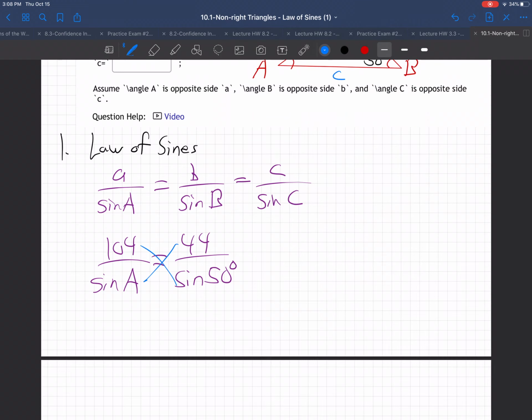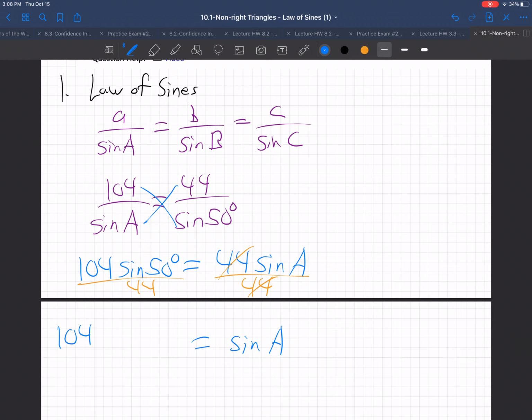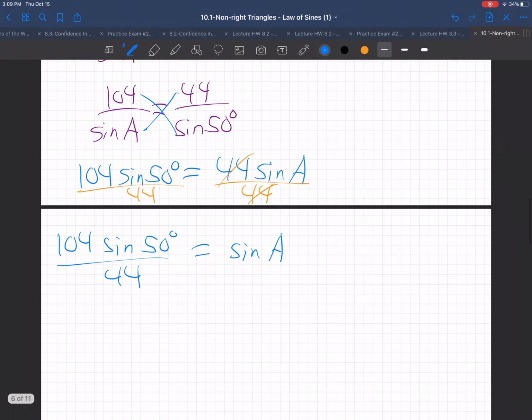And I'm going to go diagonal, diagonal. Remember how that works? 104 sine 50 degrees is 44 sine of A. All right. Next step, I'm trying to solve for capital A, so divide by the 44. That brings down, sine of A is 104 sine 50 degrees over 44.